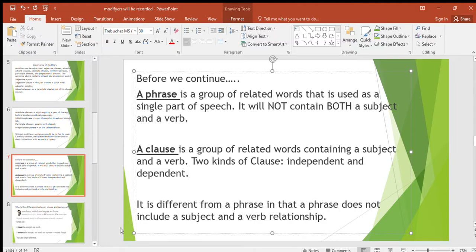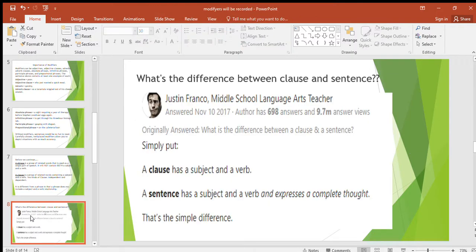Now, advanced thinking: some of you may ask, what's the difference between a clause and a sentence? So I have here an answer, coming from Quora. Don't worry, I have links from my references for you to see later on. Simply put, a clause has a subject and a verb. A sentence has a subject and a verb and expresses a complete thought. So that's the simple difference between a clause and a sentence.